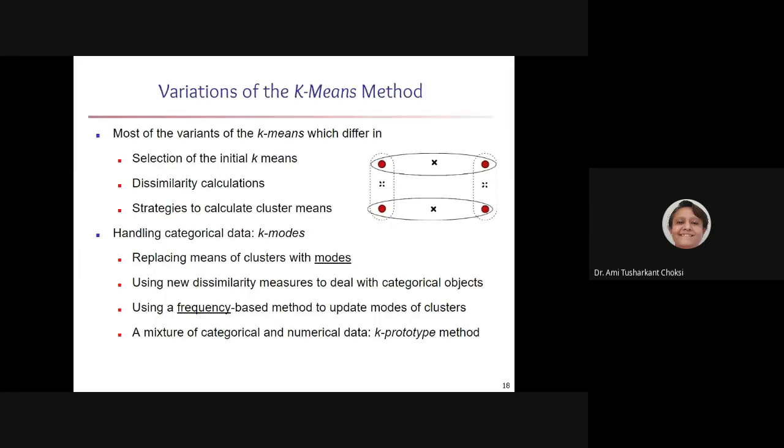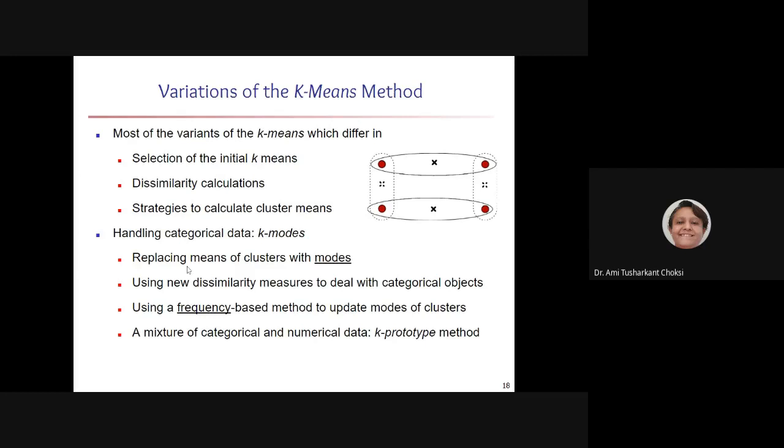So now we want to know about the variations of the K-means method. Most of the variants of K-means differ in the selection of the initial K means, dissimilarity calculations, and strategies to calculate cluster means. Handling categorical data: K-modes, replacing the means of clusters with modes. See, one more algorithm we are talking of is K-modes.